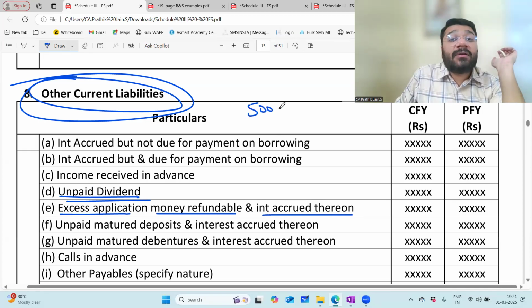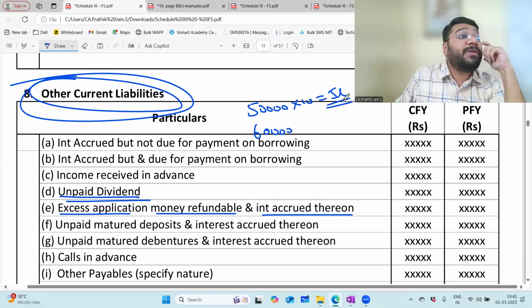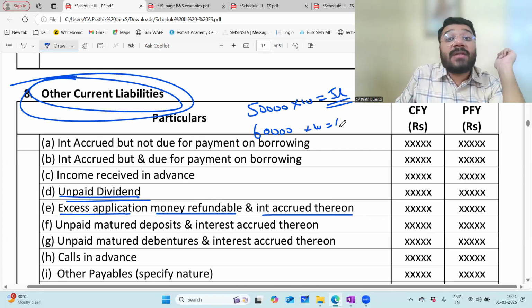You have offered 50,000 shares to the public. People have subscribed for 60,000 shares. And this is the case of full amount, lump sum amount. So now 50,000 shares of 10 rupees, you are allotting 5 lakh rupees to equity share capital. But how much money have you received? 6 lakh rupees you have received.